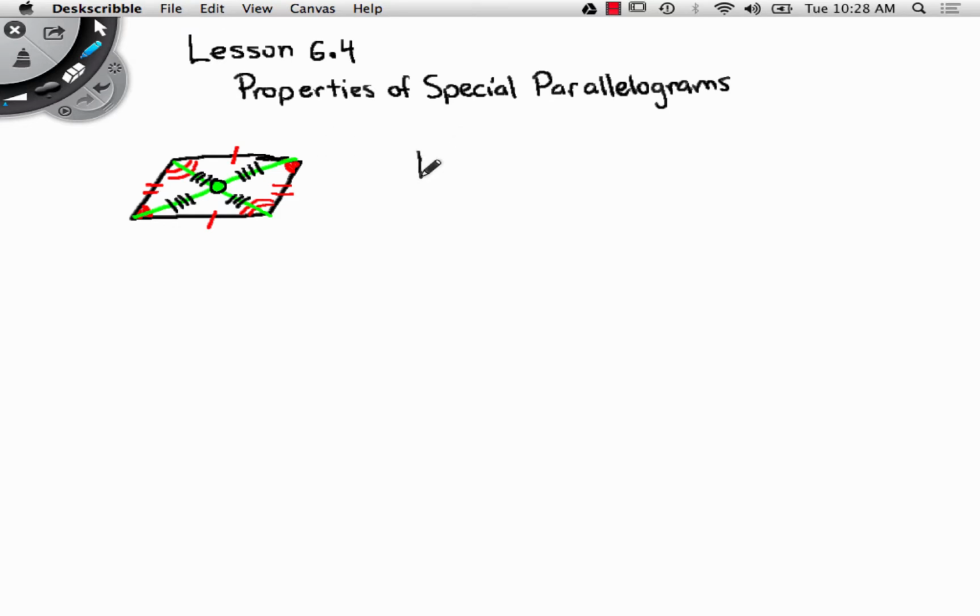Okay? Well, today we're just going to look at some rectangles. And rectangles are a smaller part of the parallelogram family. So they're also parallelograms.